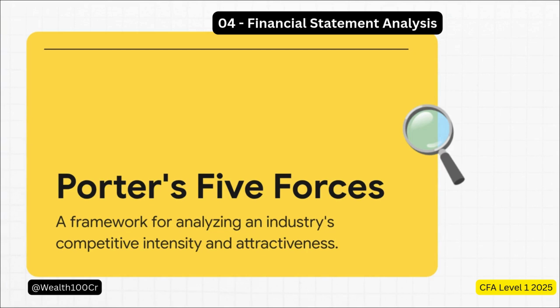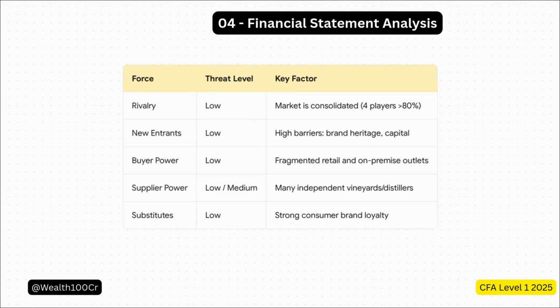It's an amazing framework for mapping out the power dynamics in any industry. It helps us figure out who has the upper hand. Is it the company, its rivals, its suppliers, its customers, or maybe even new competitors? Now watch this. When we apply the framework to Rémi's cognac business, it all becomes crystal clear why this business is so profitable. Look at the threat levels.